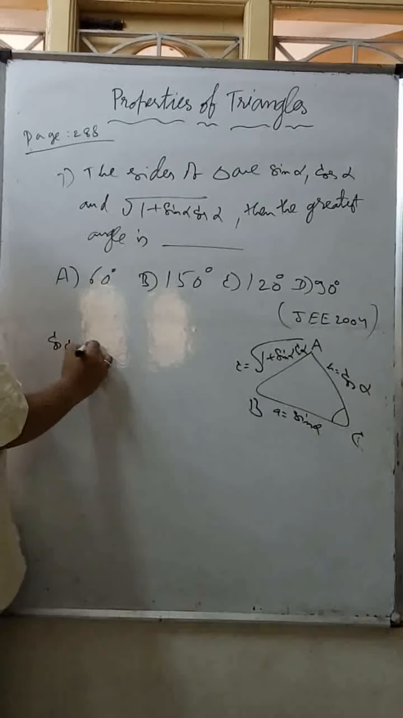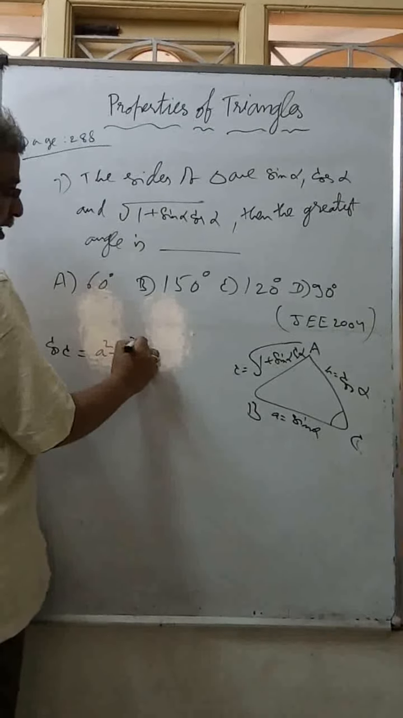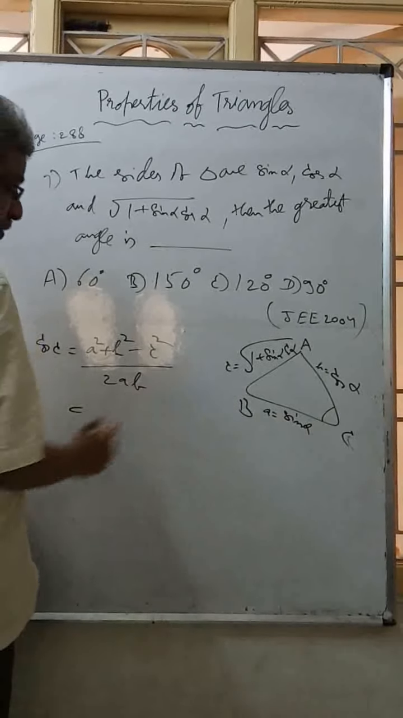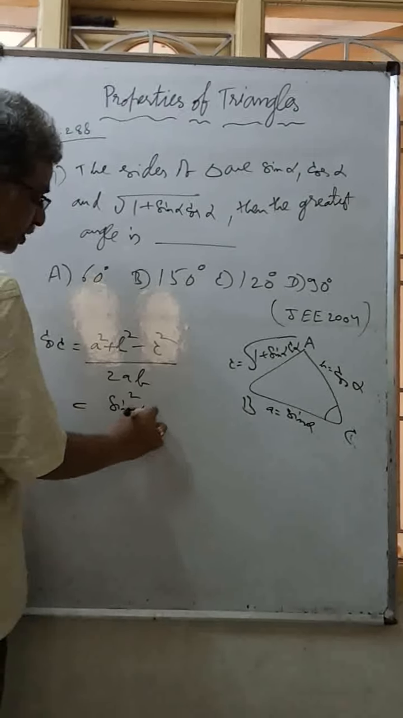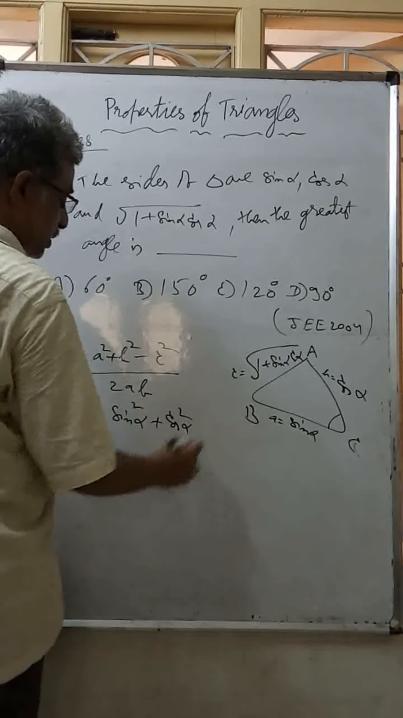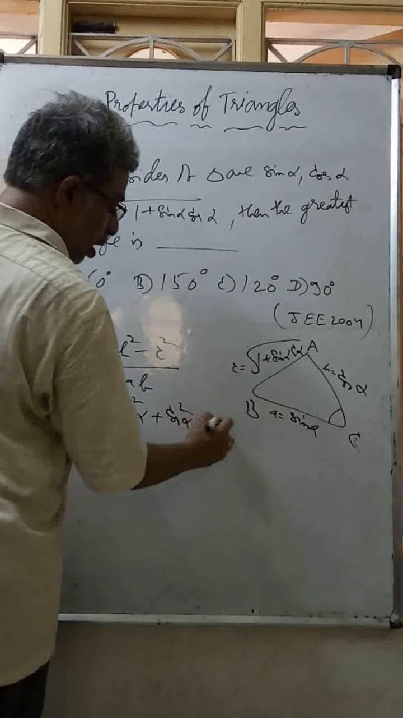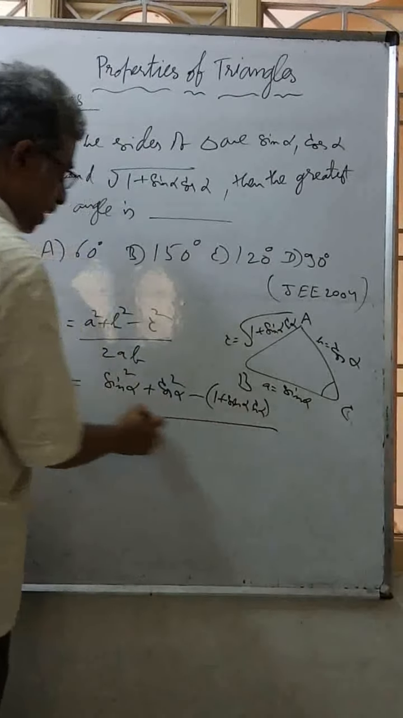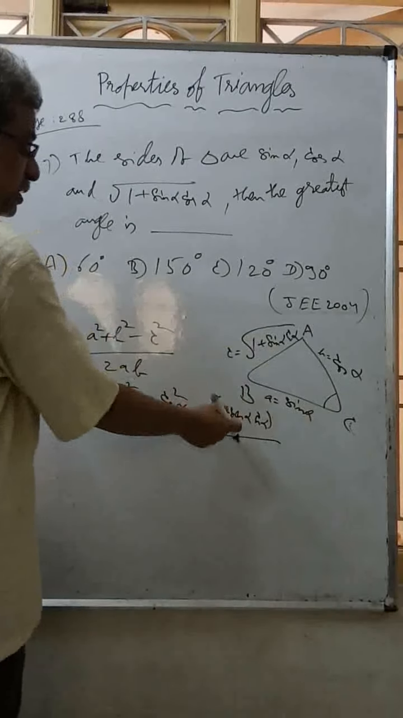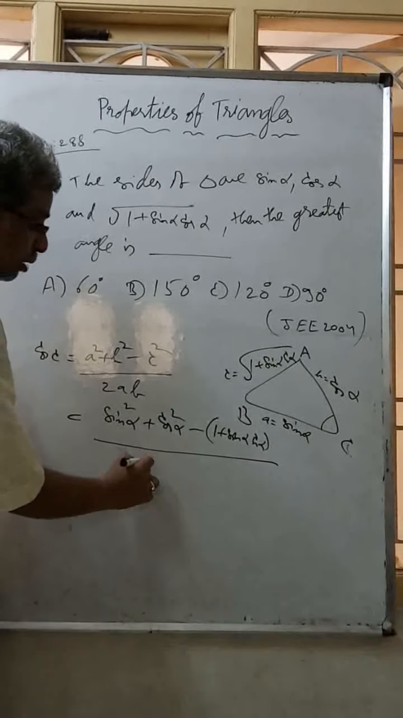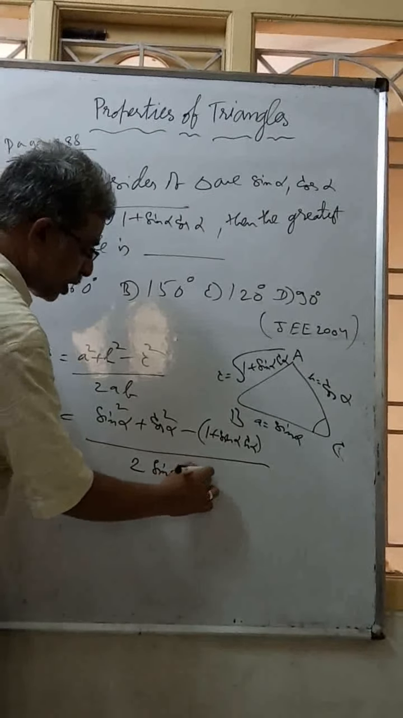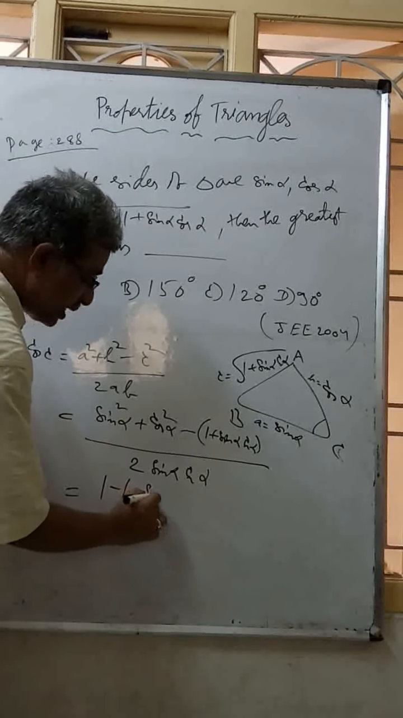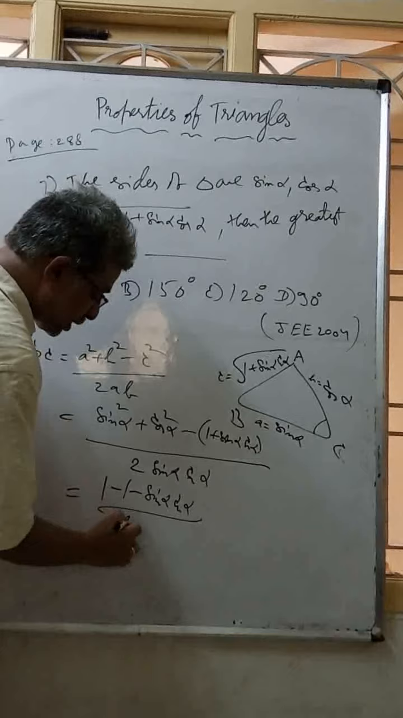Cos C equals a square plus b square minus c square by 2ab. What is a square? Sin square alpha, plus b square, I know, cos square alpha, and minus c square, which is 1 plus sin alpha cos alpha, if I write it in brackets by root square, the root cancels, and 1 plus sin alpha cos alpha by 2ab, which is 2 sin alpha cos alpha. Now if I open the brackets, this is sin square plus cos square, 1, minus 1 minus sin alpha cos alpha by 2 sin alpha cos alpha.